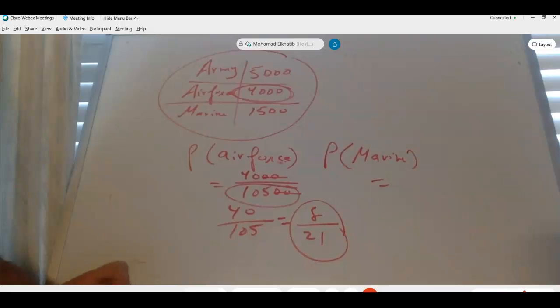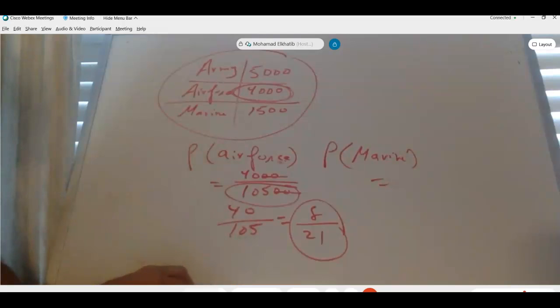You ready? Yes. All right. Who can tell me what to do? I'm the student. You guys are the boss. What should be the numerator?